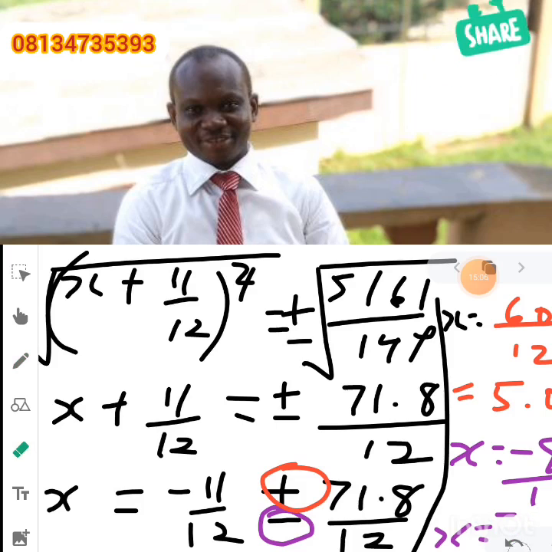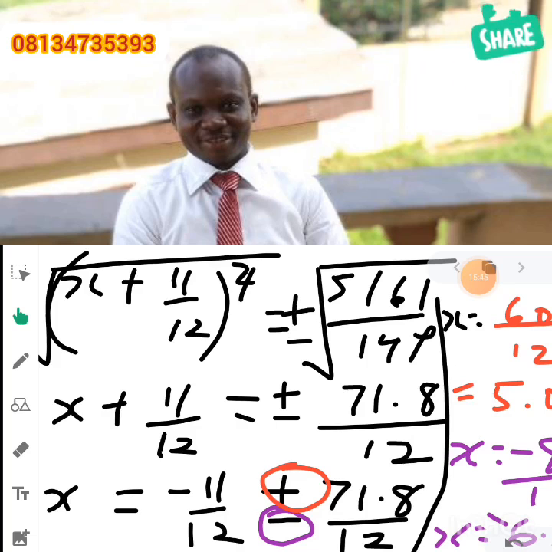Minus 6.83. So that's our final answer. The first value of x that we had was 5.07. The second one is definitely minus 6.83. So take care of that, and check the video very well, and make sure you are able to solve it on your own too. So that is the second example.